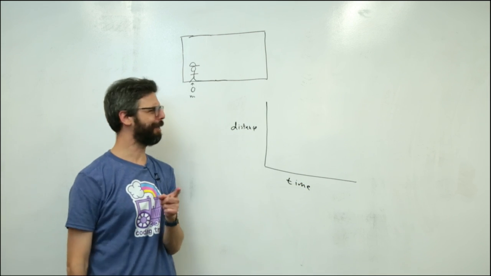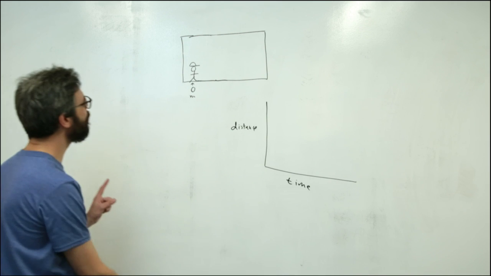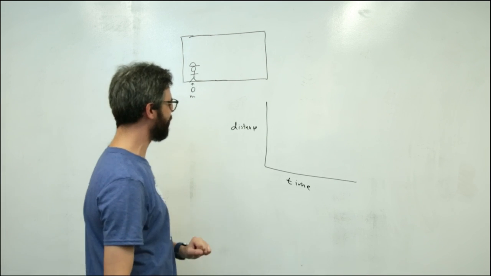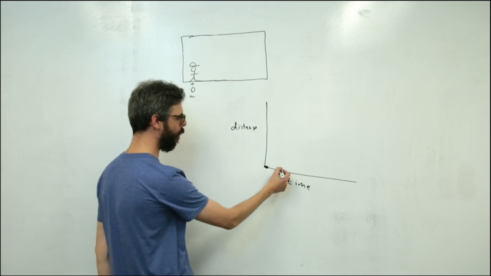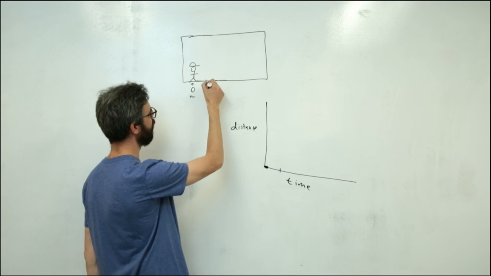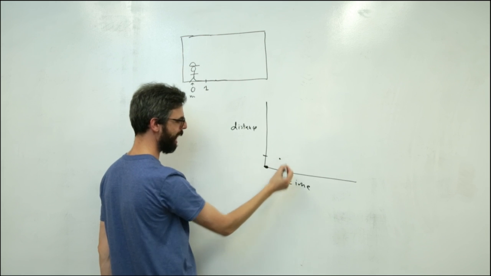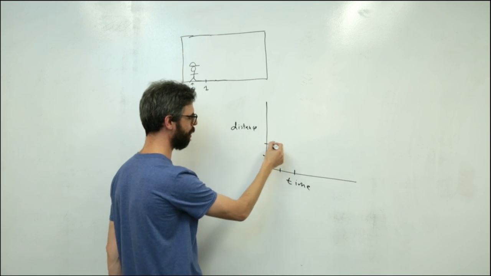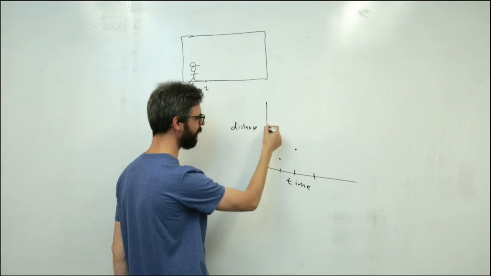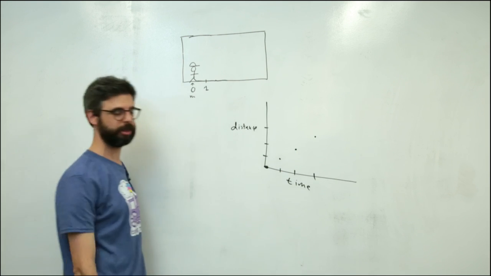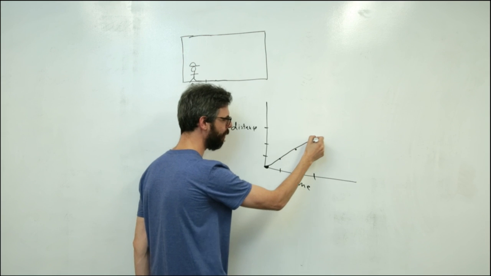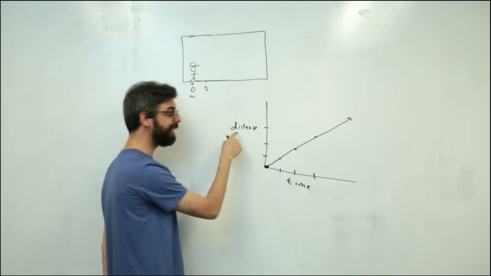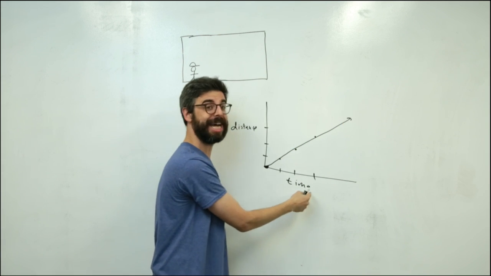This is going to relate to calculus, I think. Okay, so at the first moment in time, the runner is at a distance of 0. Then 1 second later, the runner is at 1 meter. And 2 seconds later, the runner is at 2 meters. And 3 seconds later, the runner is at 3 meters. So I could say this is a graph of the runner's distance as it relates to time.